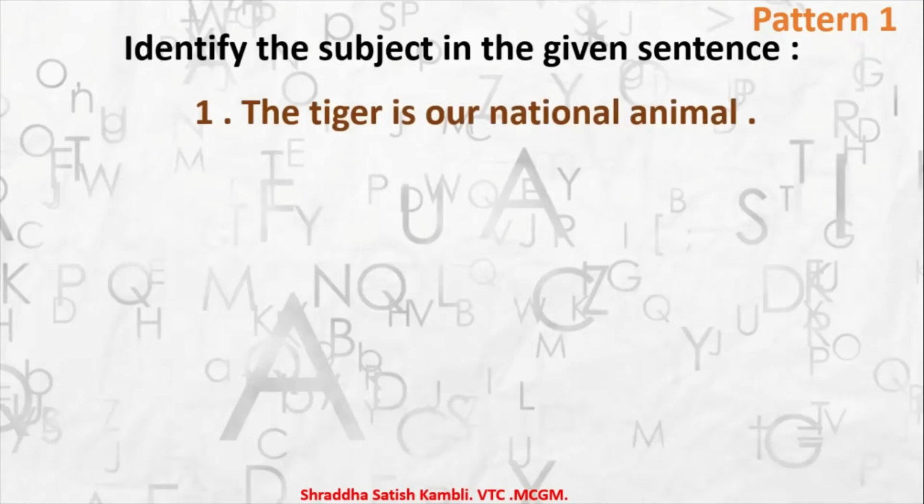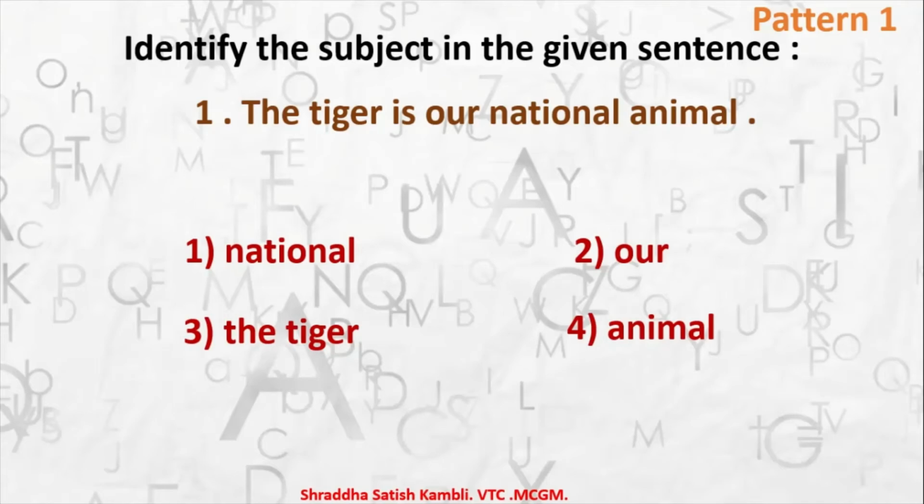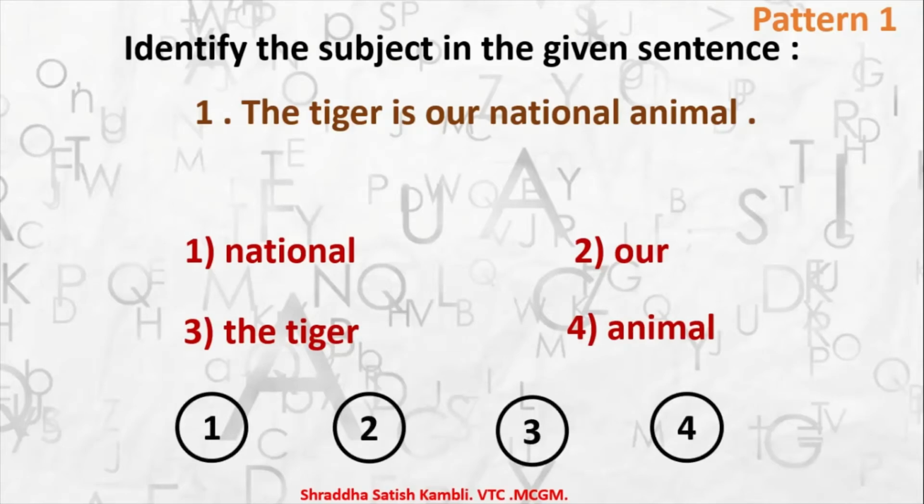Where is the sentence? Here it is. The tiger is our national animal. Now, there are many words in this sentence. The tiger is our national animal. Certain words are part of the subject, whereas certain other words are part of the predicate. So, come on, let's try and find out. So, is it national? Is it our? Is it the tiger? Or is it animal? So which one of these options is the correct one? So 1, 2, 3 or 4. Which one is the correct one?